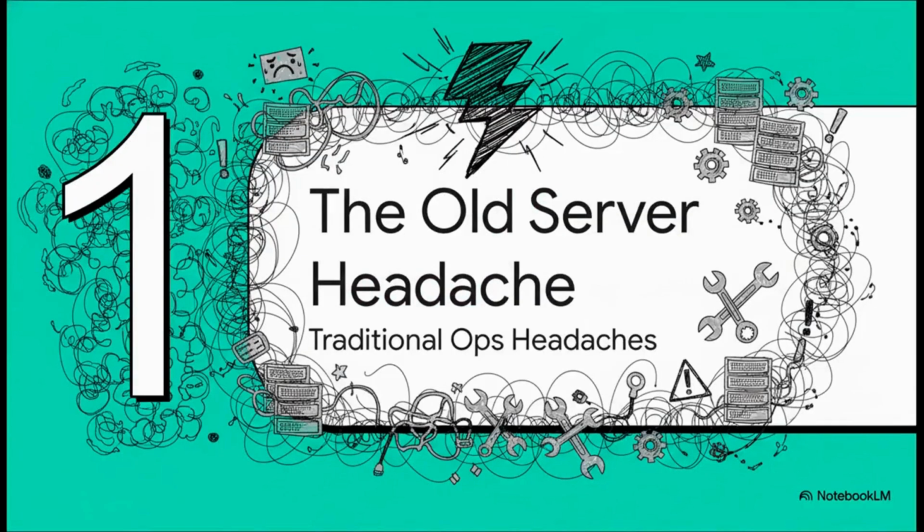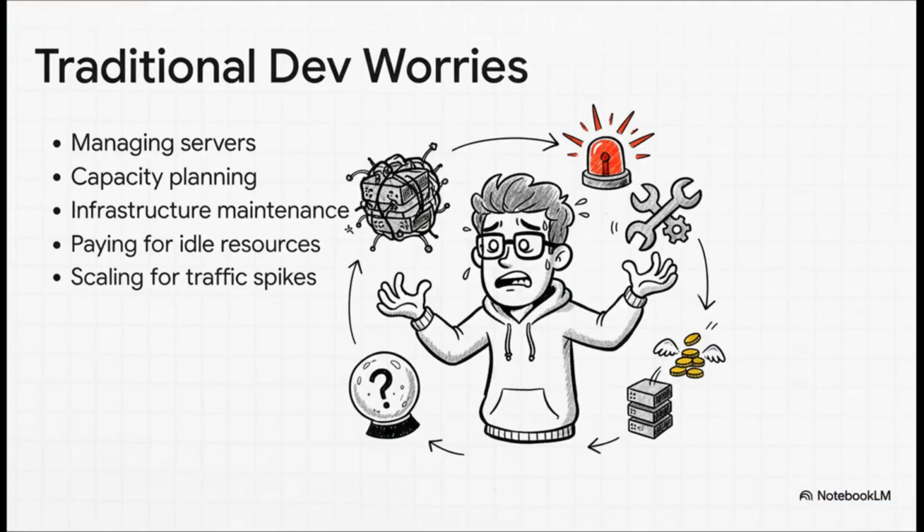Now, to really get why this is such a game changer, we have to look back at the old way of doing things. The source material calls them the ops headaches, but I like to think of it as the old server headache. For decades, if you wanted to build an application, you kind of had to be a systems administrator on the side. You had to deal with all of this stuff: physically managing servers, trying to guess how many you'd need, that's capacity planning, doing all the constant maintenance, and here's the kicker, paying for those servers to be running 24/7, even when no one was using your app.